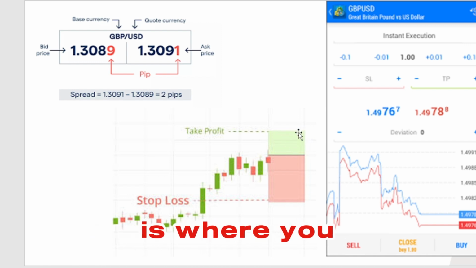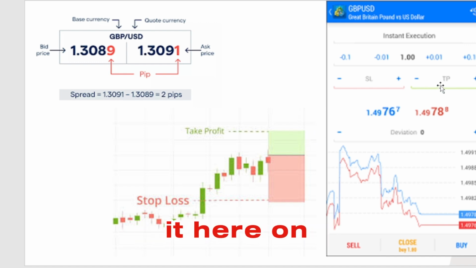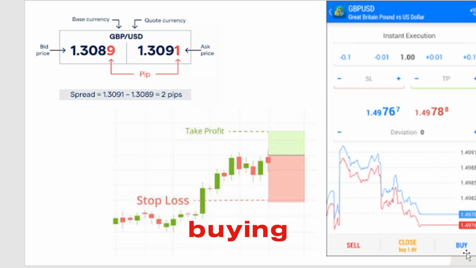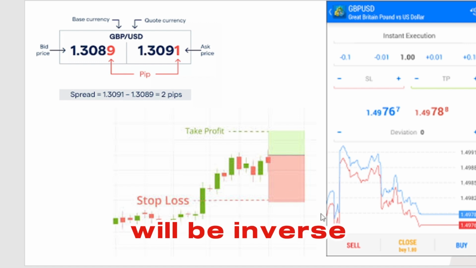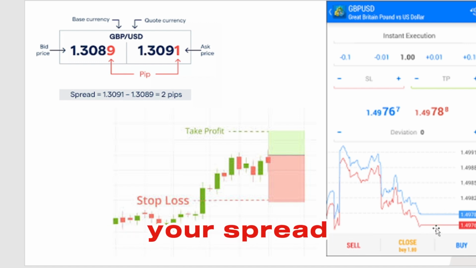So this number is what you're going to copy and paste here on your MT5 on your mobile phone. The one below is what we call the stop loss, your predetermined loss. You copy the number, input it here on your MT5 and click buy. Since we are buying; if you're selling, it will be inverse, you sell. So this difference is called your spread.